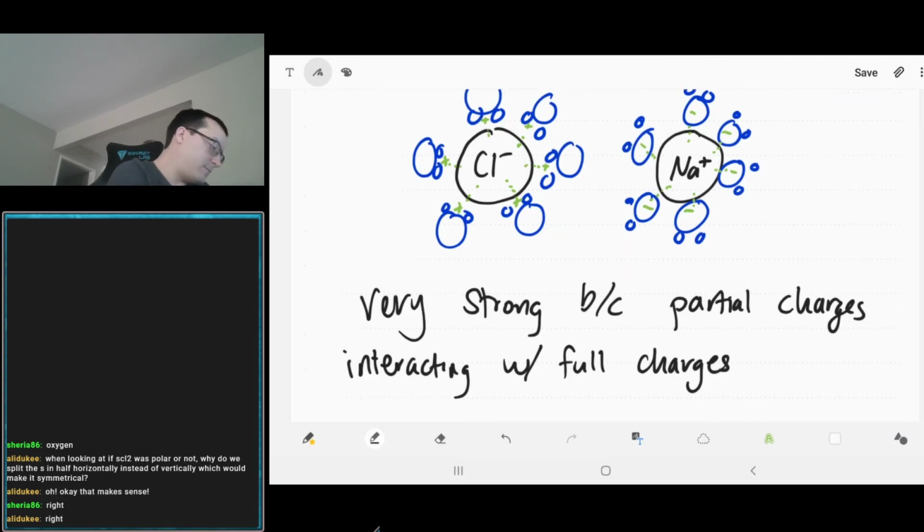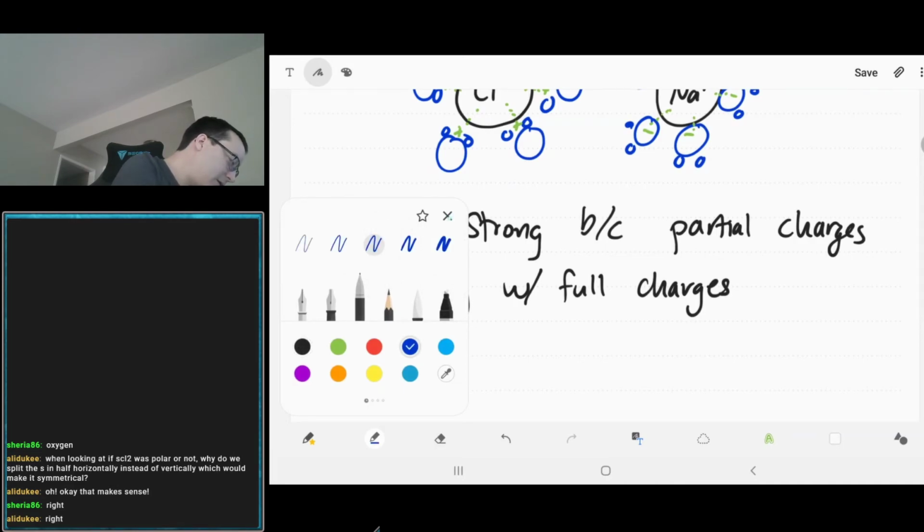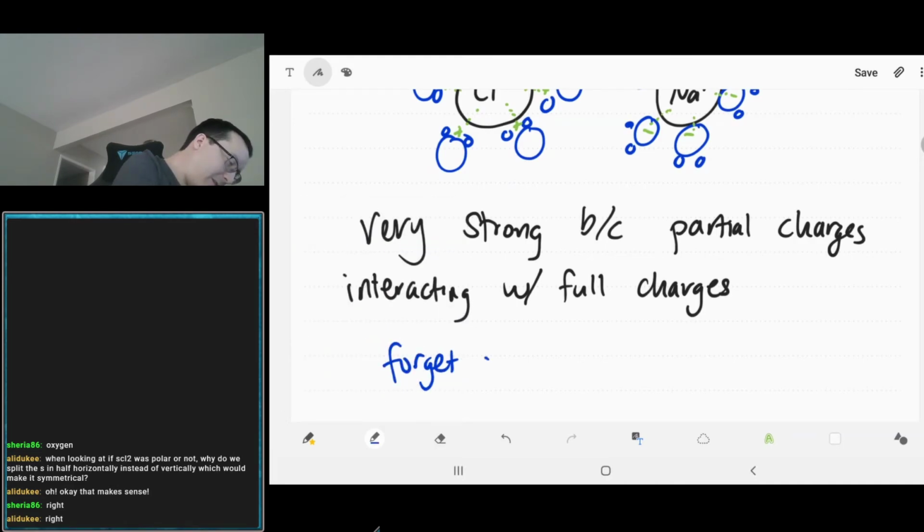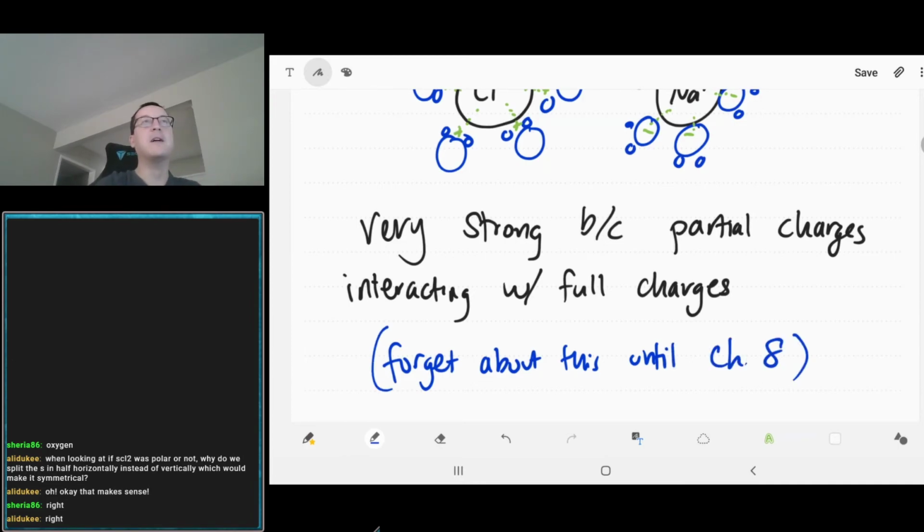So this one, we're going to forget about until chapter 8. So your next exam would be on 6, 7, 8. So don't worry, we'll get to this later. I just wanted to illustrate it right now since we're talking about all these intermolecular forces. We're not going to see this again until chapter 8, because this requires us to have charged things dissolved in solution. So we'll worry about this one later on. So right now we're just going to focus on the other three.